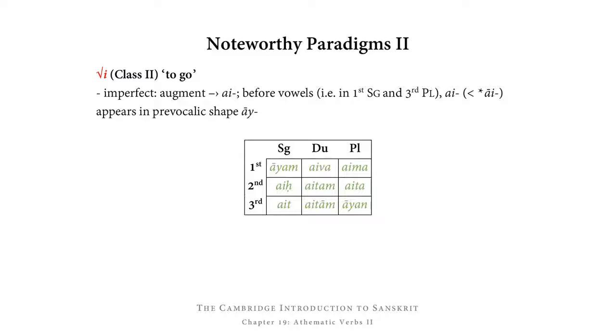This original i changes into i before consonants, but in front of vowels, which is what we have in the first singular and the third plural, the i changes into ay. So the second element, the i, changes into a y in front of another vowel, and the a remains long. So we have ai before consonants and ay before vowels, giving us the paradigm ayam, aich, ait, aiva, aitam, aitam, aima, aita, ayan.